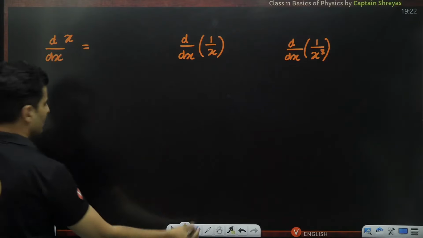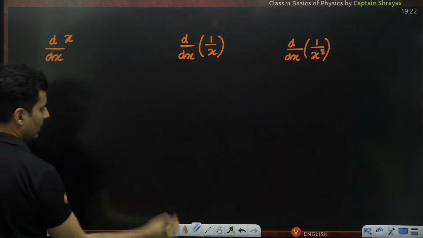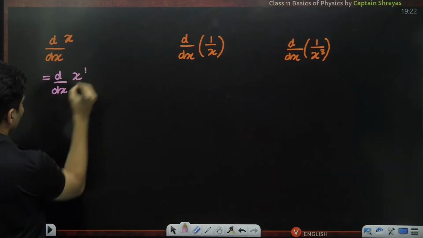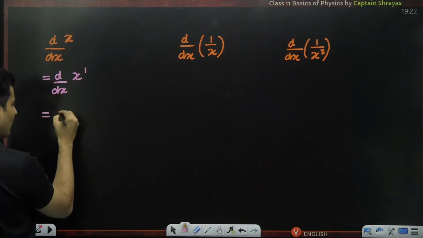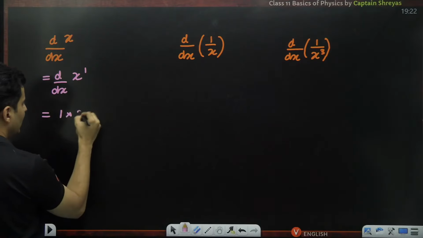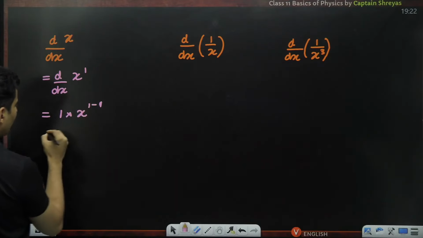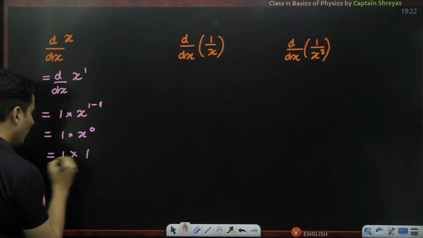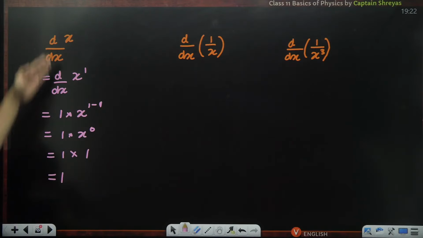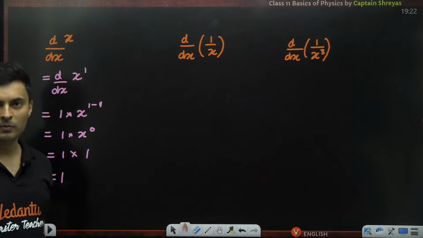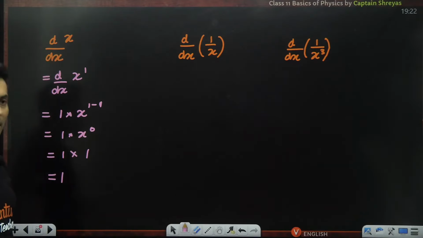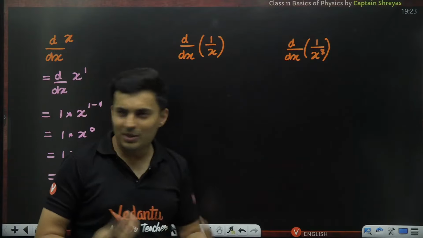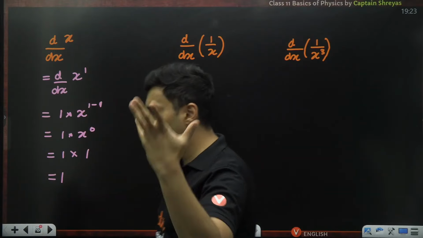Derivative of x, simple. You can rewrite this as d by dx of x raised to 1. So this is the x raised to n formula. 1 comes outside and the power reduces by 1, so this will be 1 multiplied by x raised to 0. X raised to 0 is 1 only, so the answer is simply 1. dx by dx is 1, yes, it should be 1.